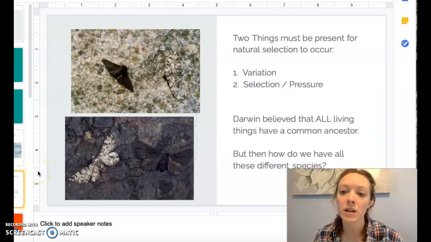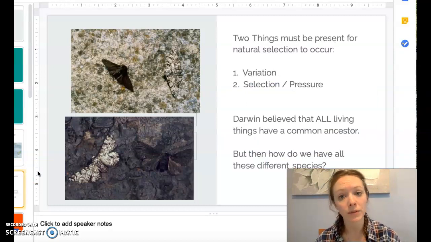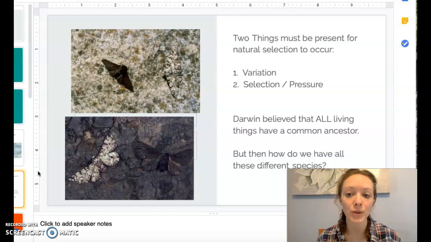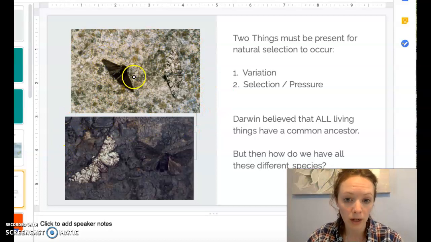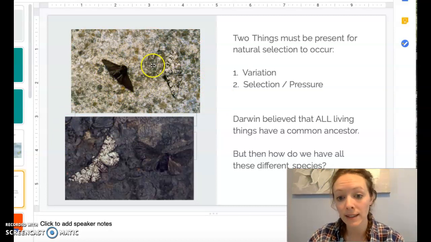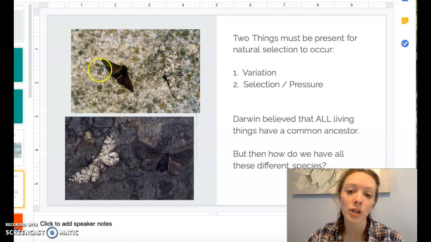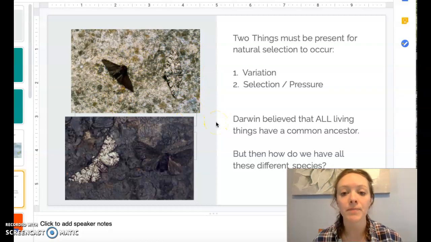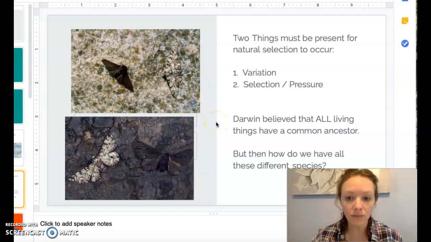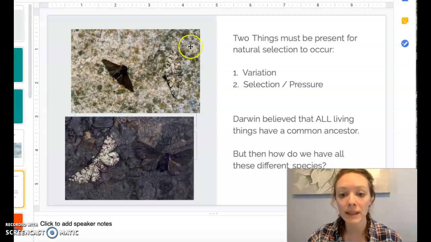Two things must be present for natural selection to occur. There needs to be that variation, so there needs to be differences in a population of the animals, and then there also needs to be a selection process, or you can think of it as a pressure. We did talk about these peppered moths before, and there's one here with a darker color and one here that's lighter. This is actually a mutation among peppered moths. Way back, they used to all be this color, and these ones survived more because they're harder to see. They have that color protection.